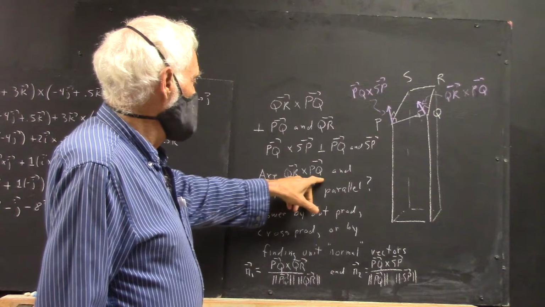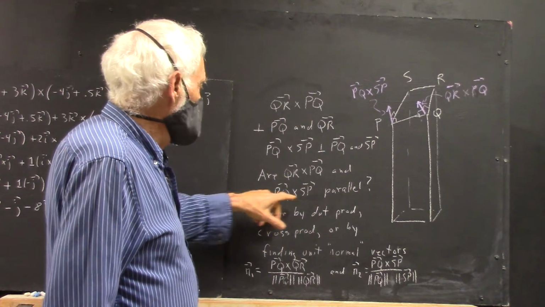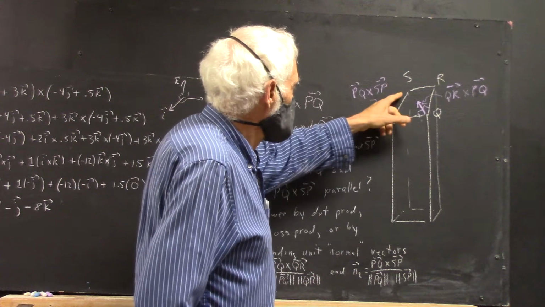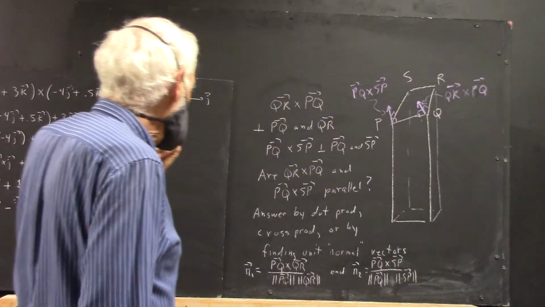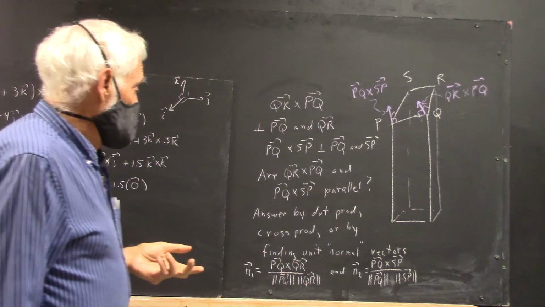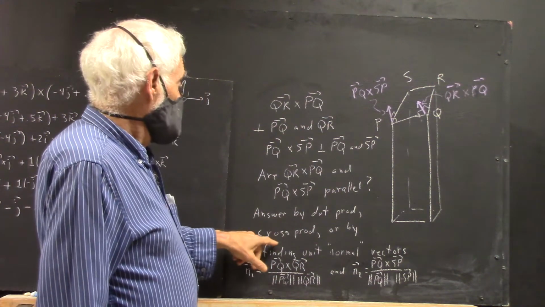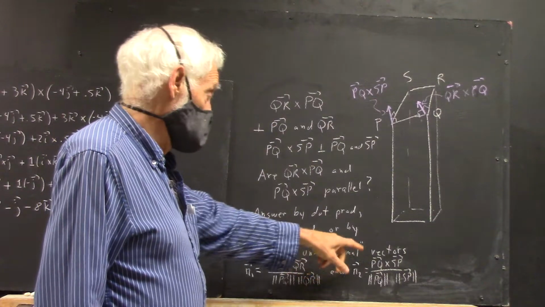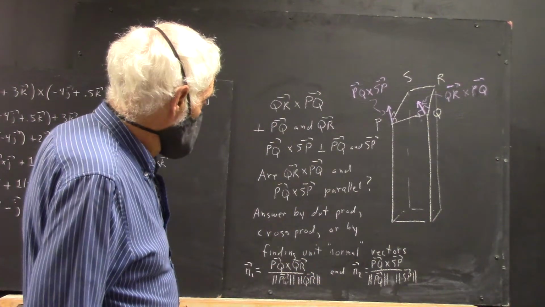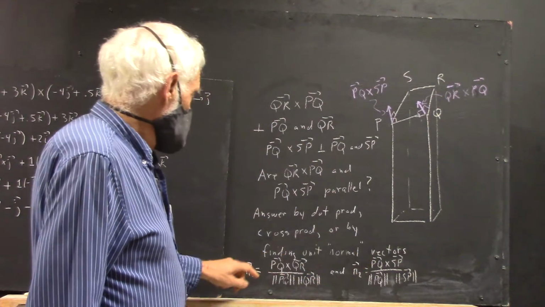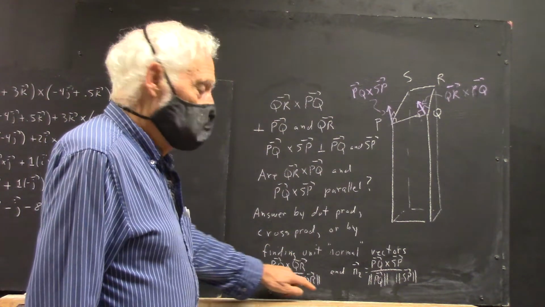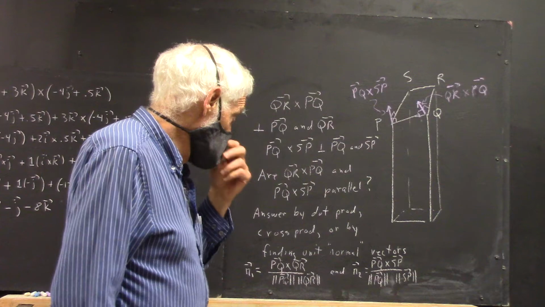Question is, are QR cross PQ and PQ cross SP, this cross this vector, and this cross this vector, are they parallel? So we can answer by the dot product, by the cross product, or by finding a unit normal vector for each. Find the unit normal vectors. And one would be PQ cross QR divided by the product of the two magnitudes.